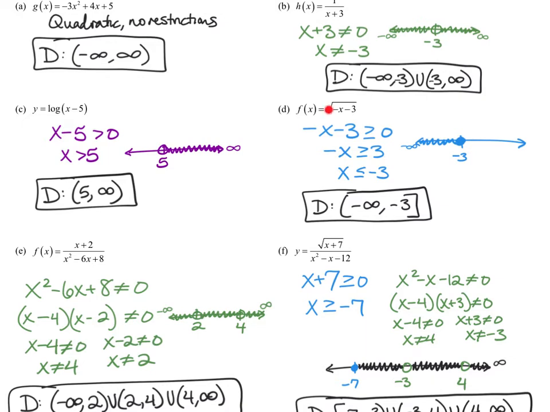And for D, the square root function, the radicand, or the stuff underneath the square root, has to be greater than or equal to 0. So again, I can solve for x and then plot it on a number line and see where the domain exists.